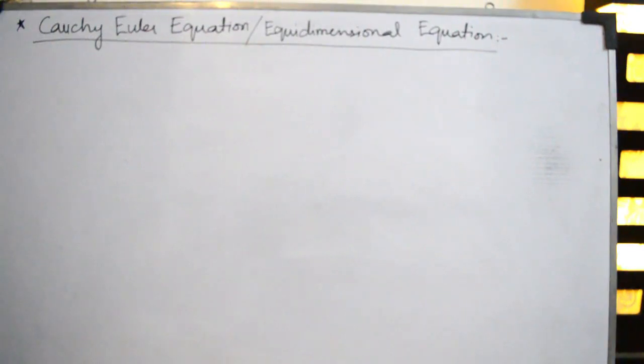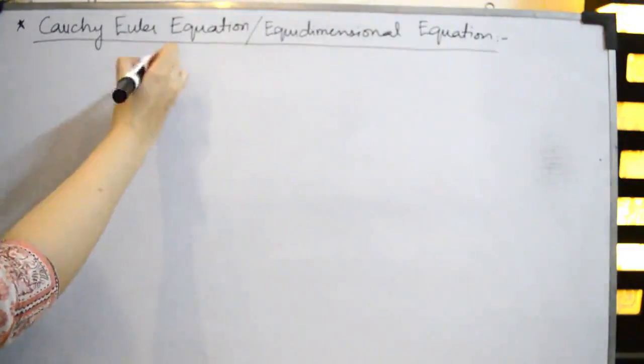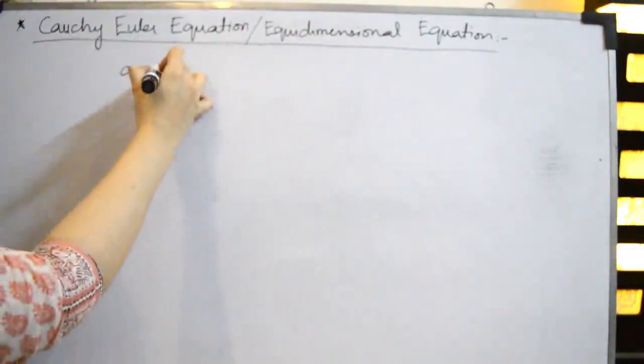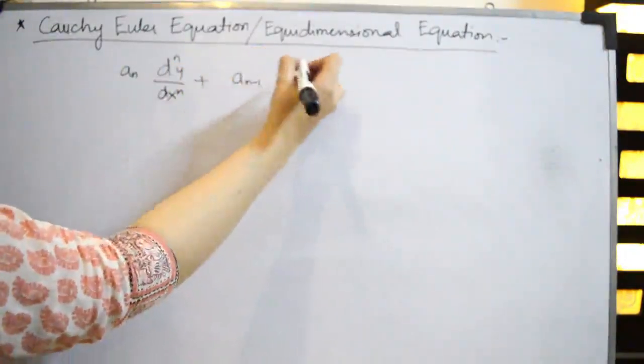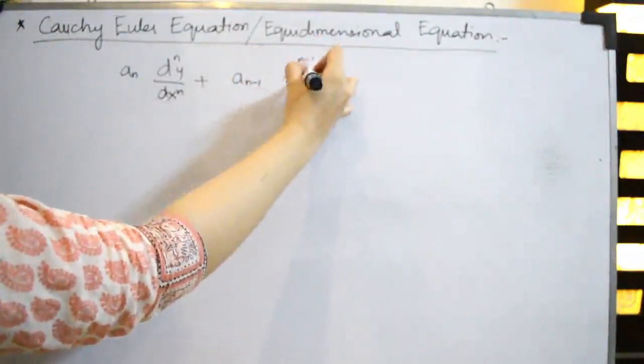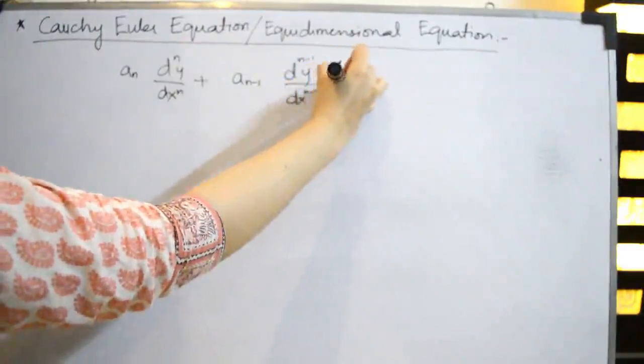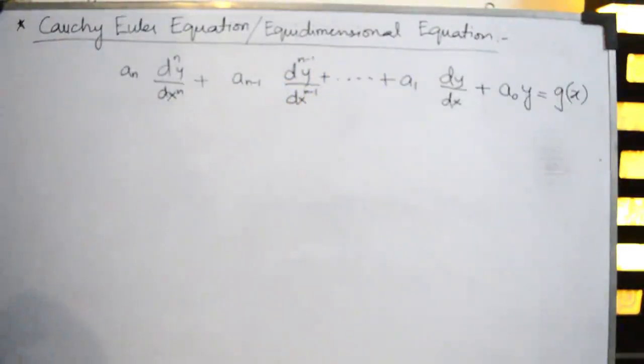Okay, today in this lecture we will study a new topic, and that is the Cauchy Euler equation. This equation is also known as the equidimensional equation. The general form of this linear differential equation, written in descending order, is a_n d^n y/dx^n + a_{n-1} d^{n-1}y/dx^{n-1} + ... This is the standard form of the nth order linear differential equation.